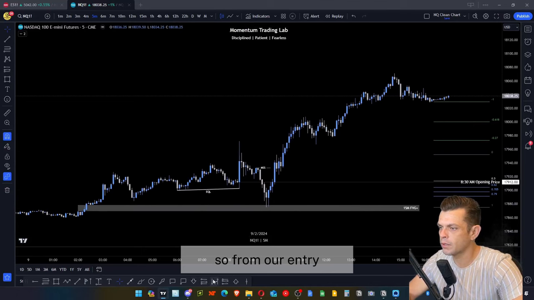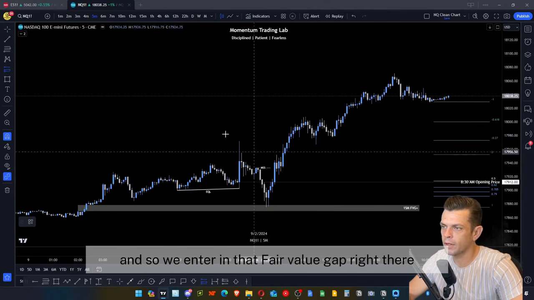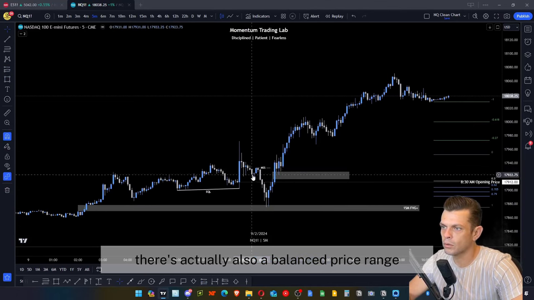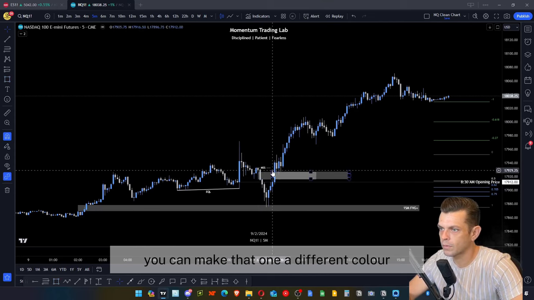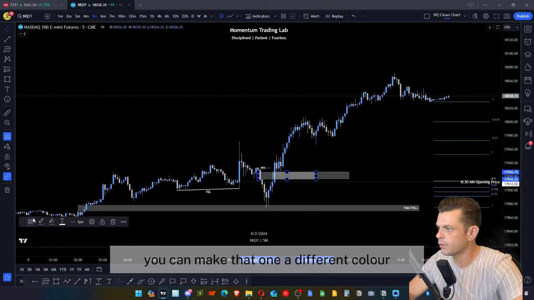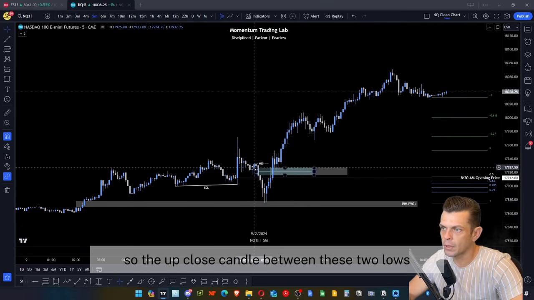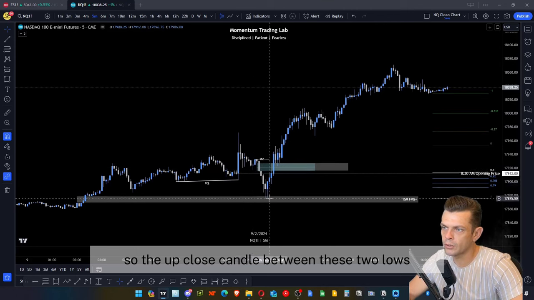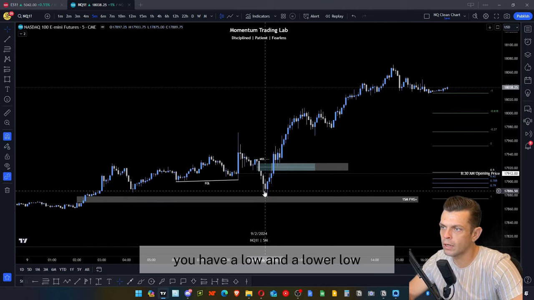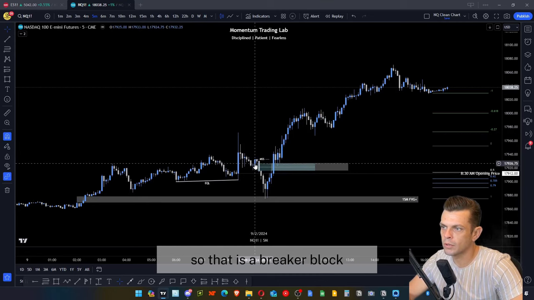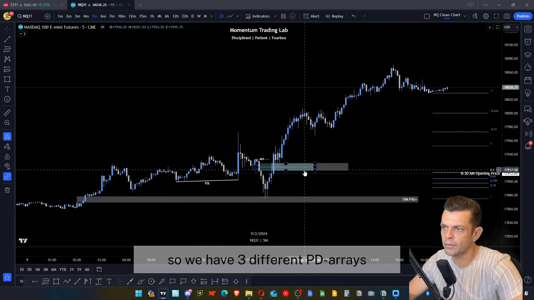So from our entry, let's say we enter in that fair value gap right there. This is actually also a balanced price range. You can make that one a different color. Let's make it green. And then we also had the breaker block right there. So the up close candle between these two lows, you have a low and a lower low. Then price moved up, so that is a breaker block. So we have three different PD arrays.